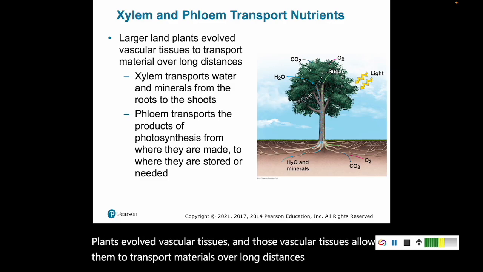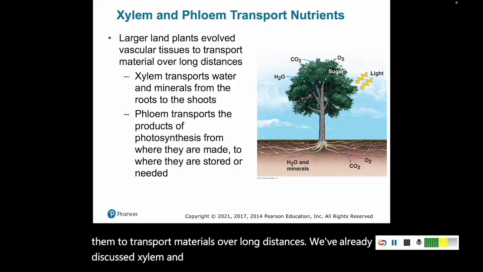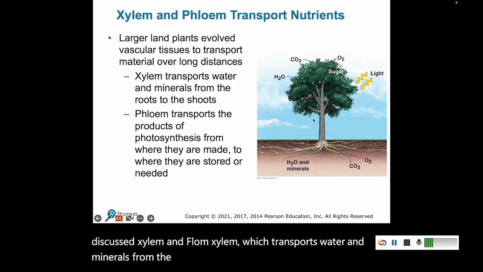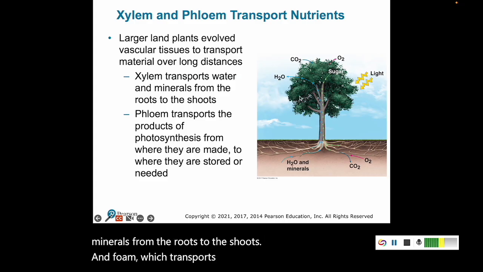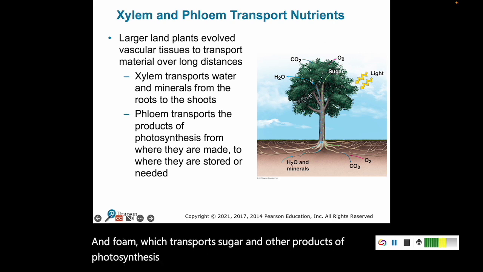We've already discussed xylem and phloem. Xylem, which transports water and minerals from the roots to the shoots, and phloem, which transports sugar and other products of photosynthesis from the leaves, where the sugar is made, to the rest of the plant, where it will be stored or used.